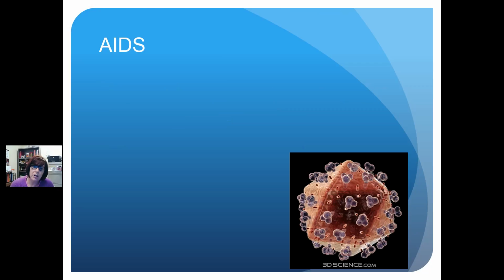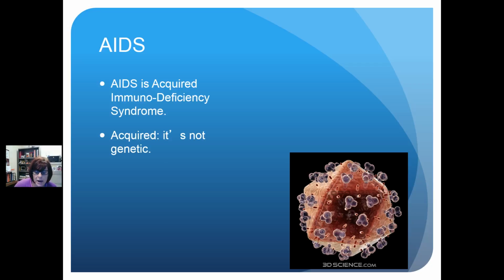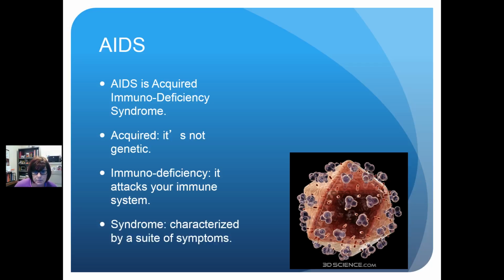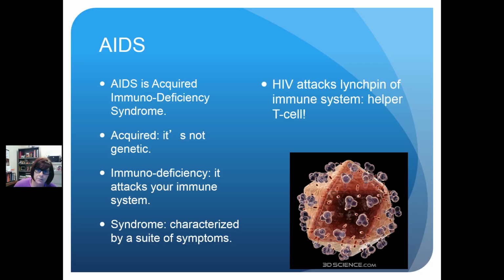So, talking about AIDS, acquired immune deficiency syndrome. Remember, acquired means it's not genetic. You cannot genetically pass on AIDS to somebody else. Yes, a pregnant woman can pass it on to the fetus, but again, that's not genetic, it's because they're sharing the same bloodstream. Again, it's acquired, not genetic. Immune deficiency because it's wiping out your immune system. And it's a syndrome because it's characterized by a suite of symptoms.